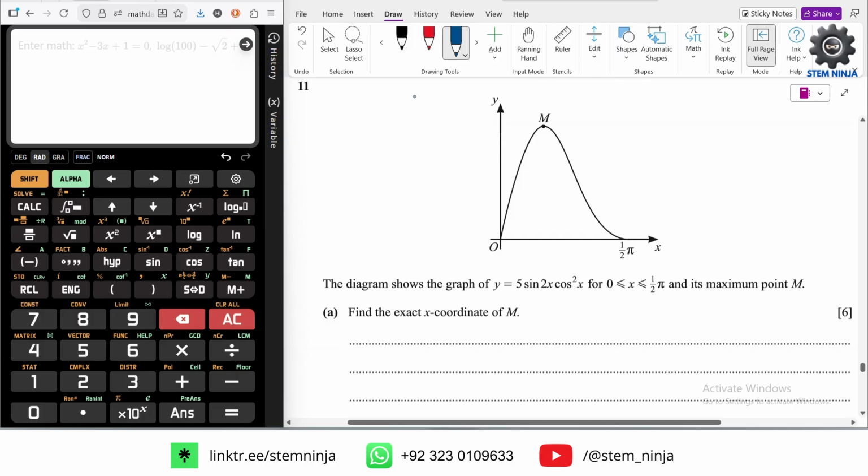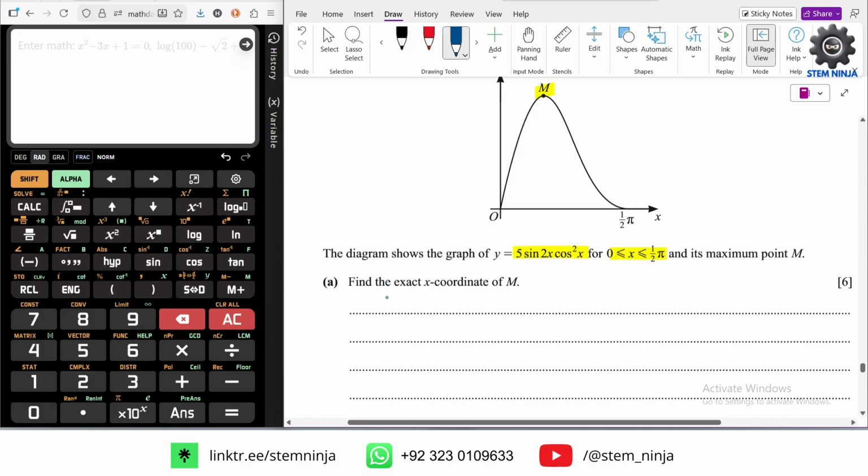Question number 11. The diagram shows the graph of 5 sine 2x cos squared x for 0 to pi by 2 and its maximum point M. Find the exact coordinate of M. Okay, so first we need to differentiate. So dy by dx is equal to 5. No. First we need to do this.